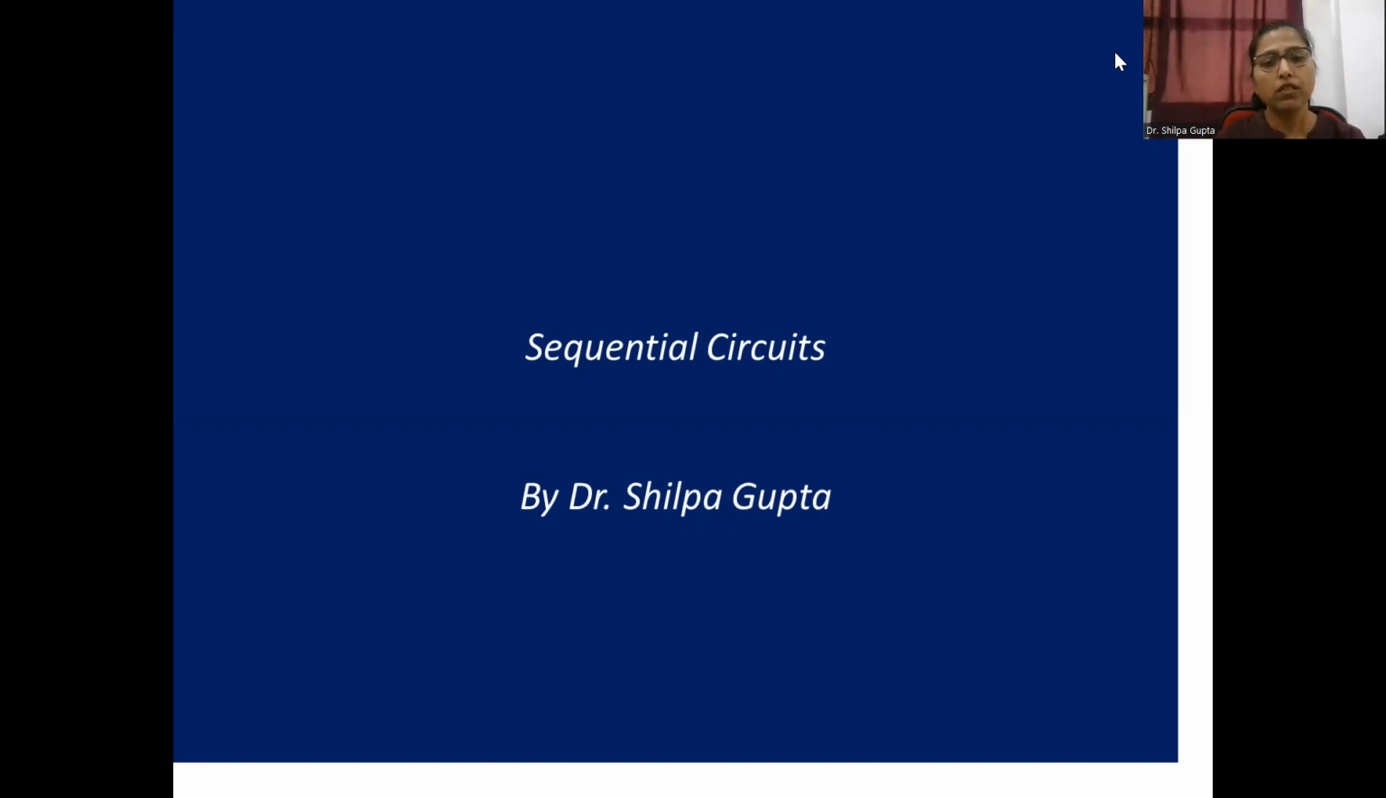So sequential circuits can be differentiated from combinational circuits on 2 points: they contain some kind of timing signals, maybe called a clock signal, and they possess some memory in which they store the previous outputs. So let us begin with the presentation.